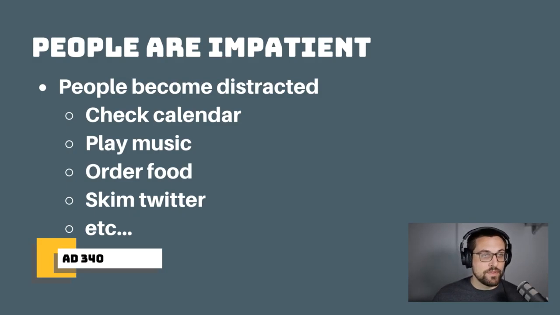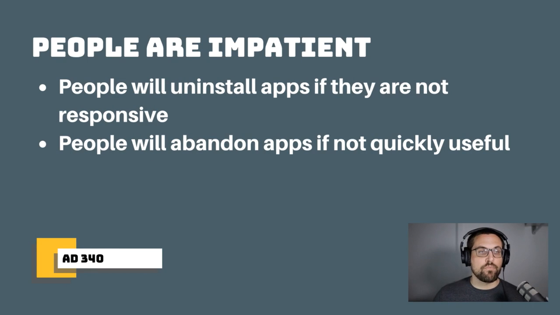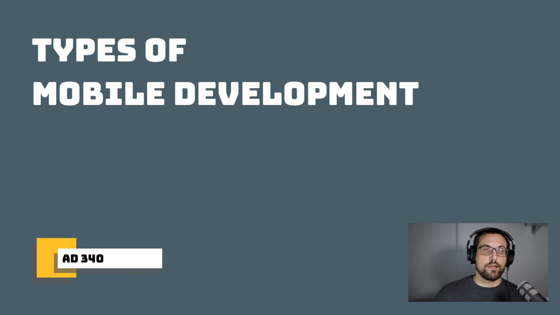So we talked a bit about some of the different types of things that distract people: checking a calendar, playing music, ordering food, skimming social media. All of these things can distract us, and they also mean that we expect really quick, useful functionality. Reasons why we want to have quick, useful functionality? Well, people will uninstall your app if it's slow or unresponsive. People will abandon your app if they don't think it's immediately useful. Okay, so that's a bit about mobile app development.